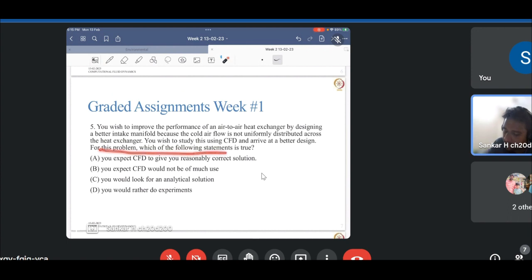For this problem, what do you expect? Can anyone give me the answer over here? If you have already completed the assignments, maybe you would know the answer. Can I ask Maulin Rana to answer this?